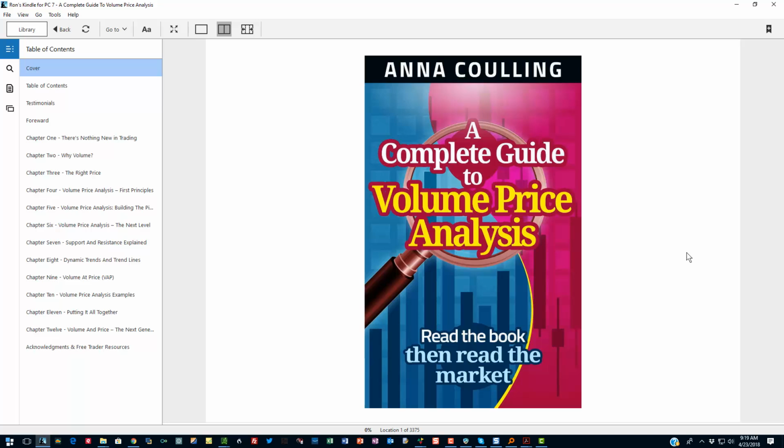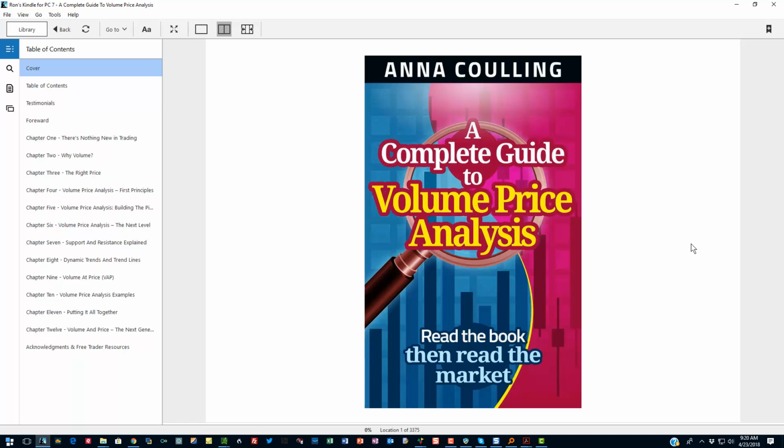I don't know why she decided to use just the body as a spread, but she did, and that's fine. It works for her, but just remember that if you read this book, and I recommend it wholeheartedly, it's an excellent book.